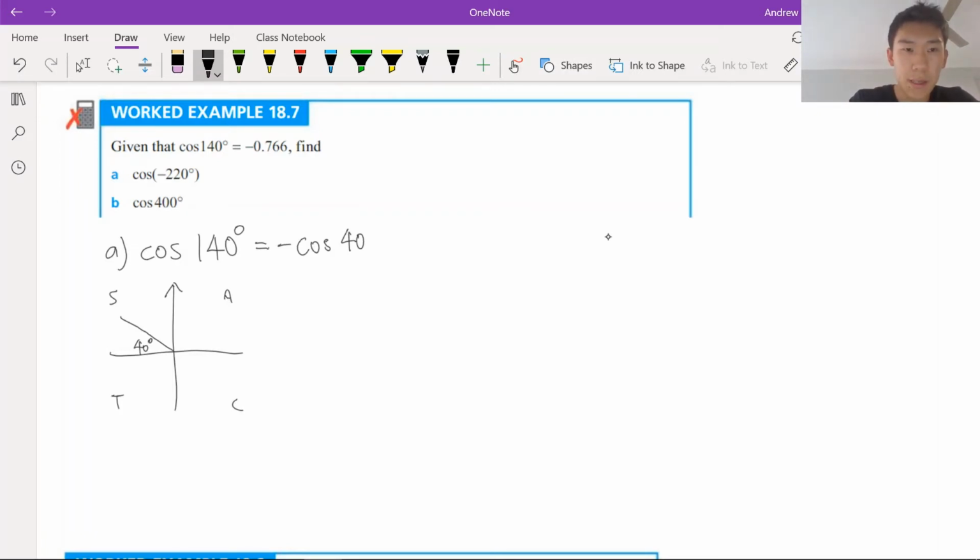Now we can use this to help us out. Since we know that negative cos 40 equals negative 0.766, that means cos 40 equals positive 0.766. Okay, hang on, let me get rid of the 8 there.